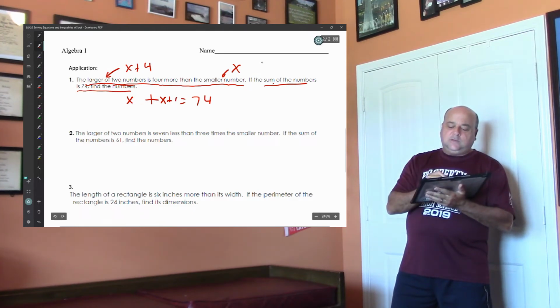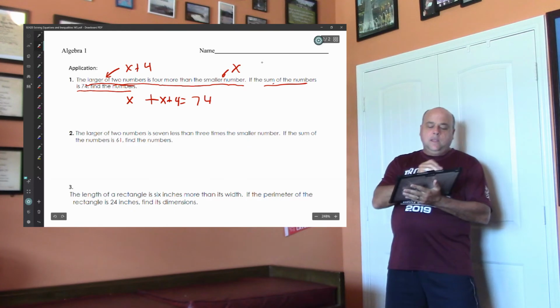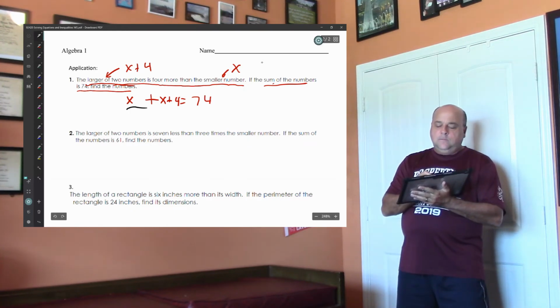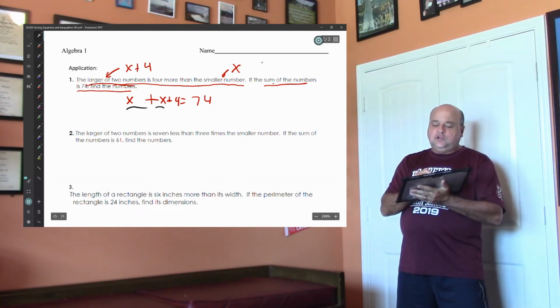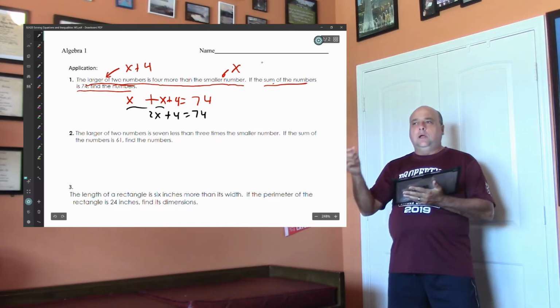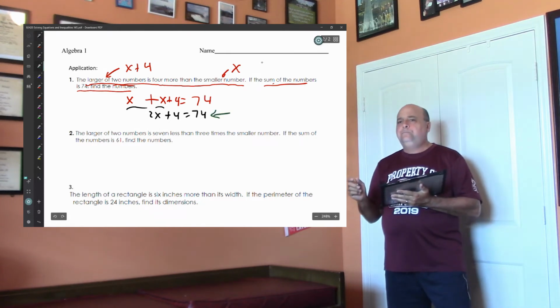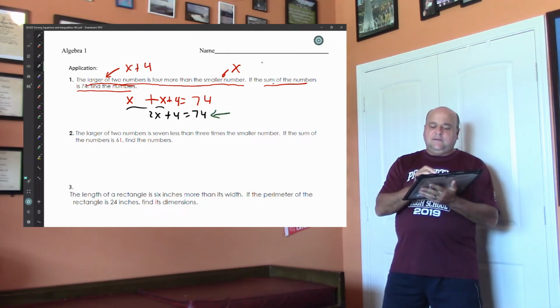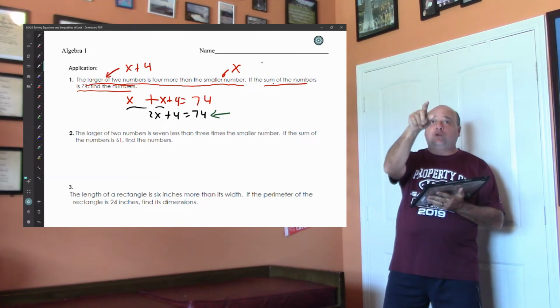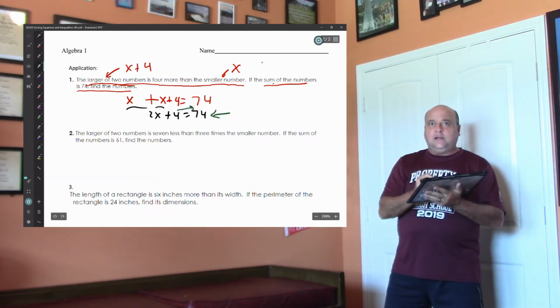So x plus x plus 4 equals 74. We're going to group our x's up. x plus x is 2x plus 4 equals 74. Now you can plug in the calculator, right? So the first number you're going to punch is 74. And then what are we going to do to that 74? We won't subtract 2, we'll subtract the 4. So 74 minus 4 is 70.